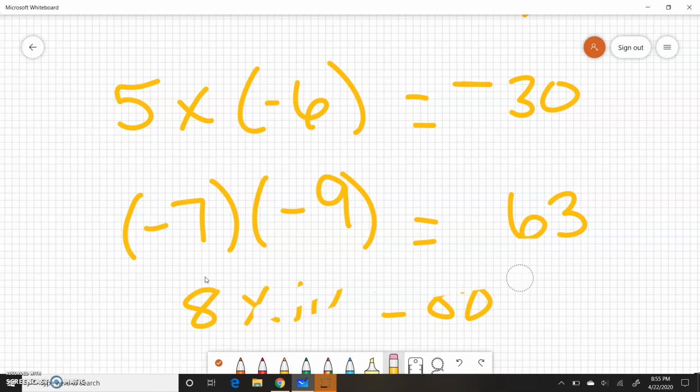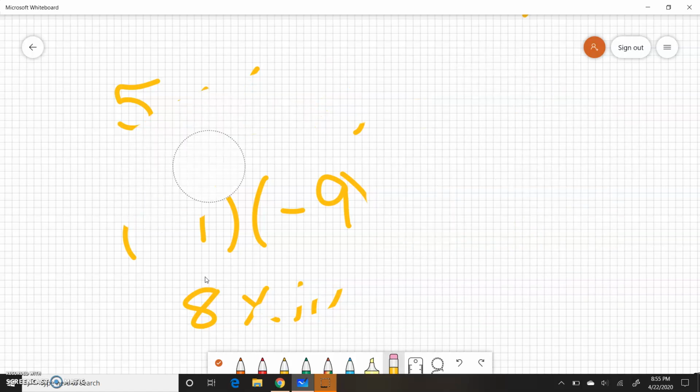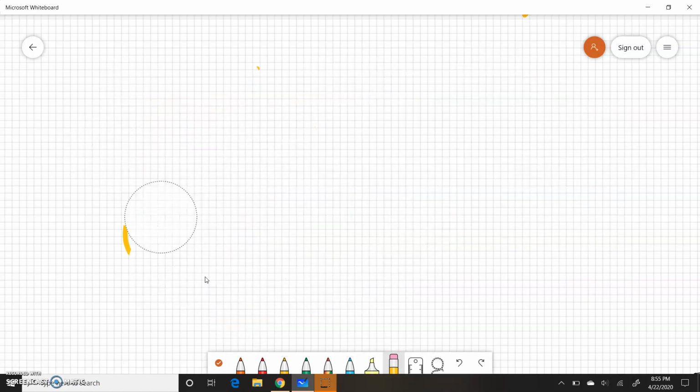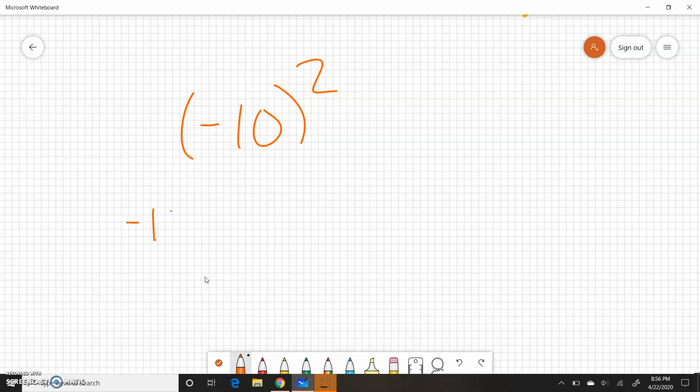The other one that you might see is they might use exponents. And that doesn't really change anything. You might be given negative 10 squared. You should remember that negative 10 to the power of 2, or negative 10 squared, is really negative 10 times negative 10. So 10 times 10 is 100. And since the signs are the same, it's a positive answer.